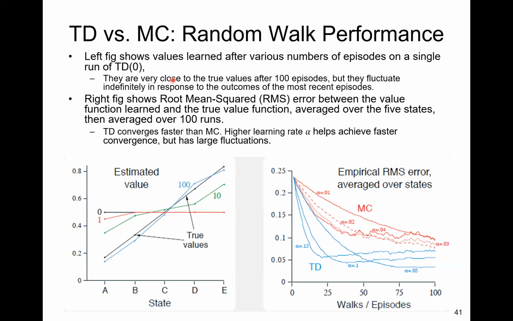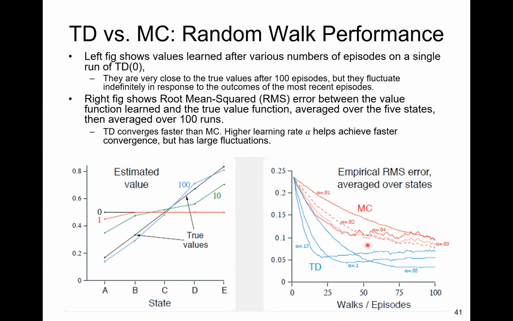This figure shows the state versus the value; the straight line is the ground truth. With more iterations, you get closer and closer to the ground truth. If you have 100 episodes, you're very close to the ground truth. And the figure on the right shows that TD converges faster than Monte Carlo.